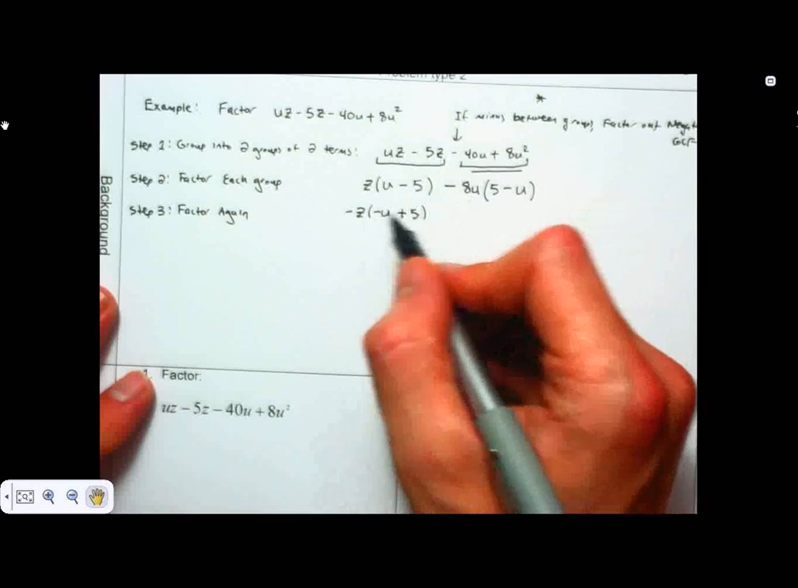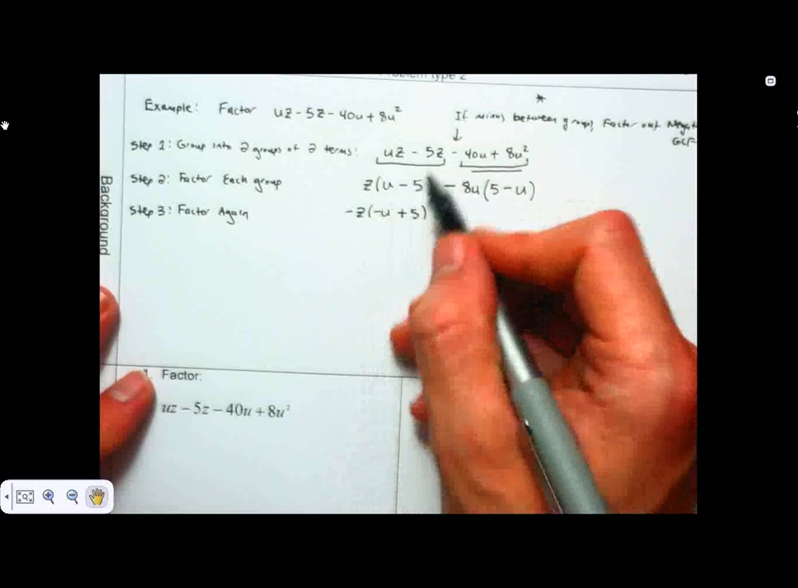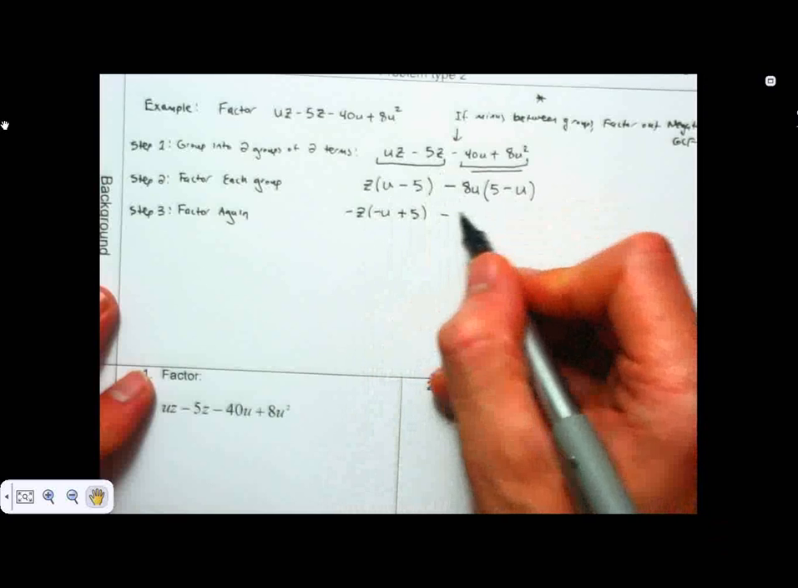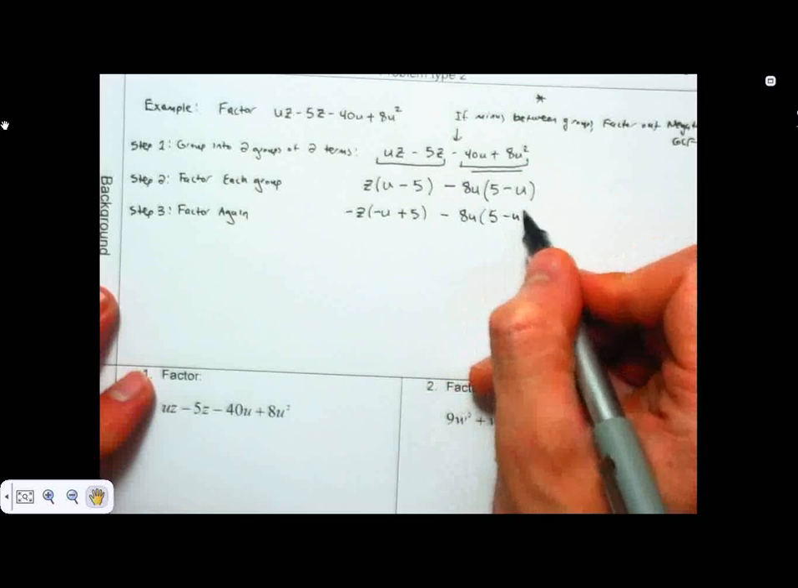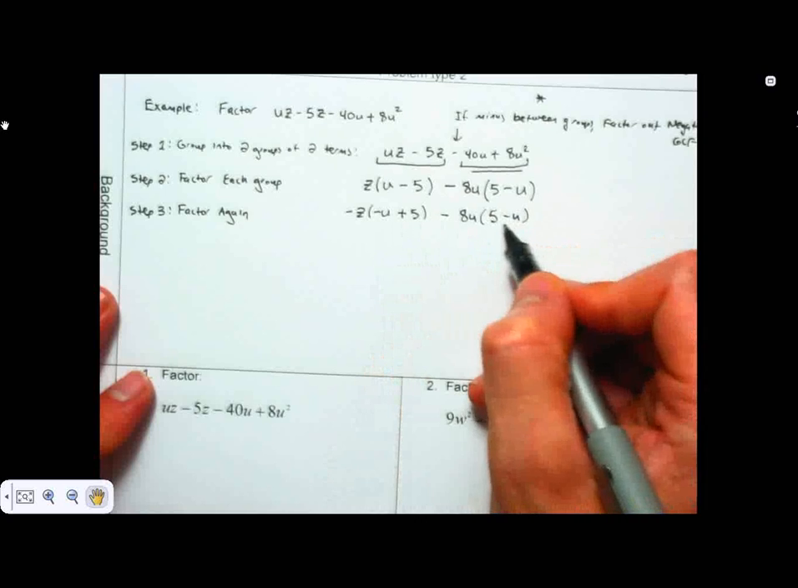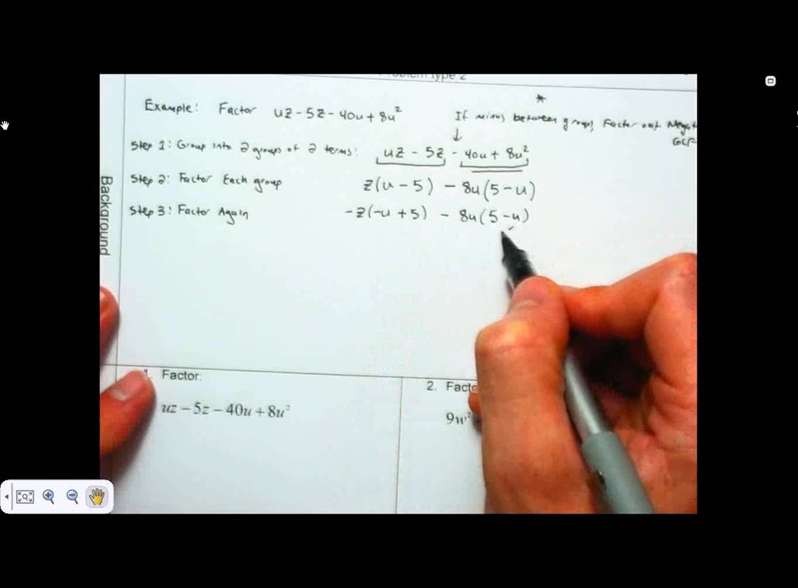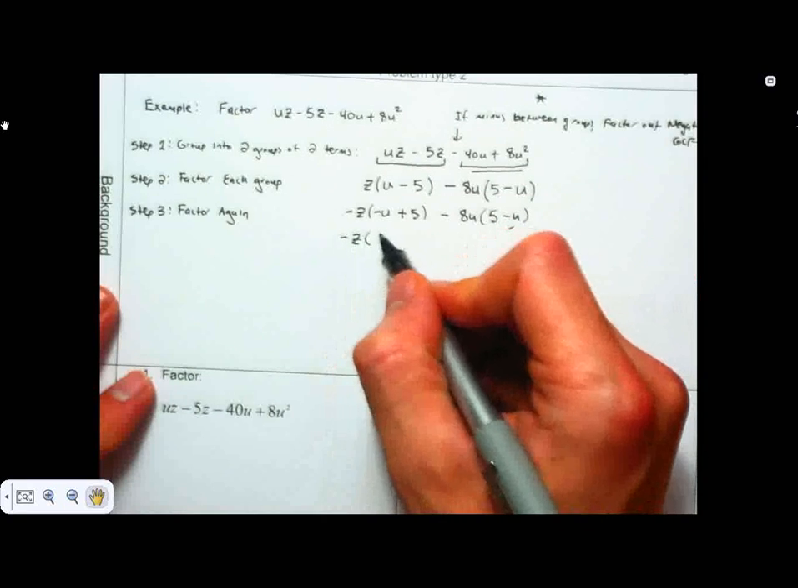So now what I've got here matches what I started with. It's just another way to write what I started with. And then I'm going to leave the second group alone. And now when I compare my groups, I've got negative u plus 5 and 5 minus u. Those are exactly the same. So now I'm just going to write it in the same order.